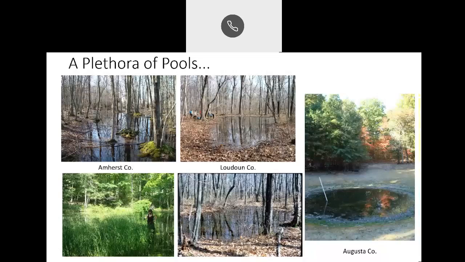So this is a wetland reference that we use for vernal pools that spans a wide variety of wetland categories, and they reflect really the variety of environmental conditions across Virginia. But that's part of the fascination. No two are alike.